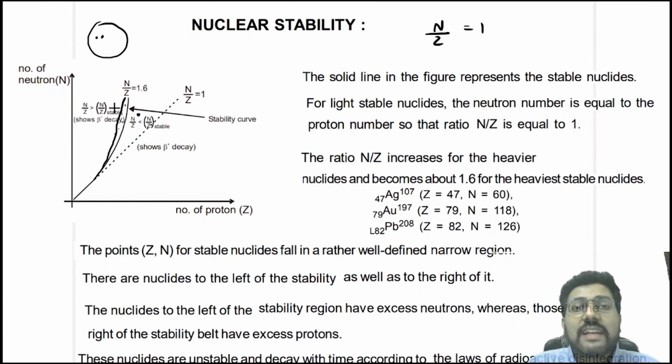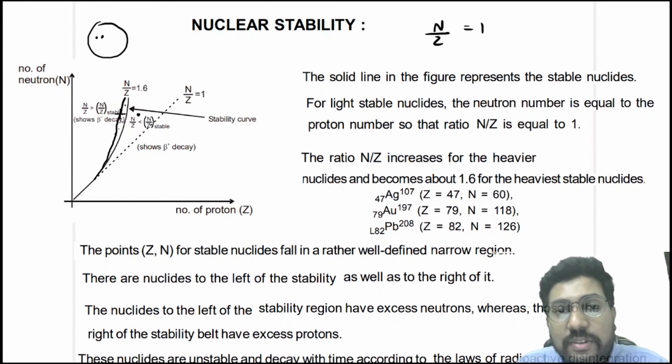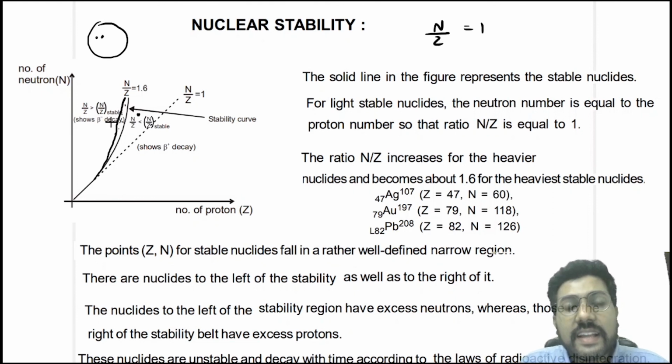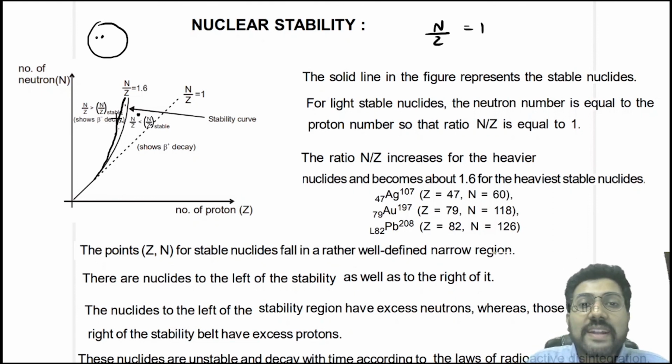So in the next class we are going to discuss the laws of radioactive decay, how decay is occurring and why it is occurring. We have discussed one point, why the decay is occurring: because they are unstable and they want to convert into a stable nucleus. But how it is doing it, what particles it is emitting, we will discuss in the next class. So stay tuned for my next class.